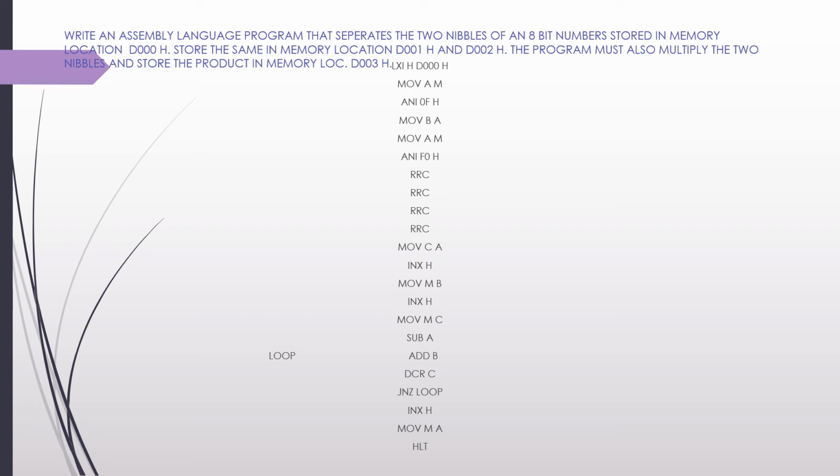And then once you put the separated nibbles in consecutive memory locations, now you are subtracting accumulator from accumulator to make the accumulator 0, so that the addition of B with accumulator happens from zero the first time. So add B and then decrement C. Jump on non-zero to loop means you are repeatedly adding the contents of B. How many times? C number of times. Once the C contents become 0, you get the product in the accumulator. The same accumulator contents you move to the next memory location, which is 8003, and stop.